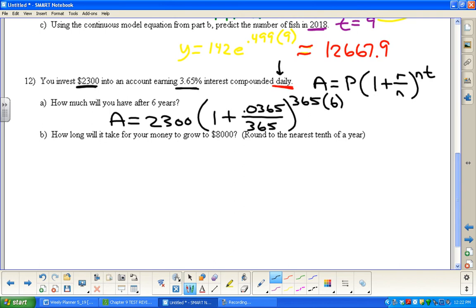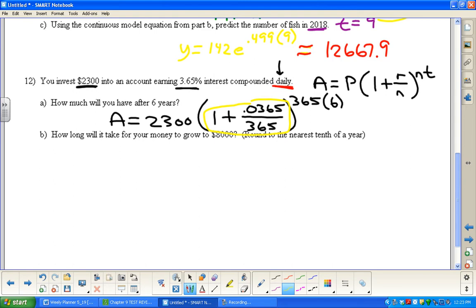Okay, so this is kind of a long calculator process. I like to break it up into steps. I would personally do this piece first. So 1 plus 0.0365 over 365, so that's giving me like 1.0001.